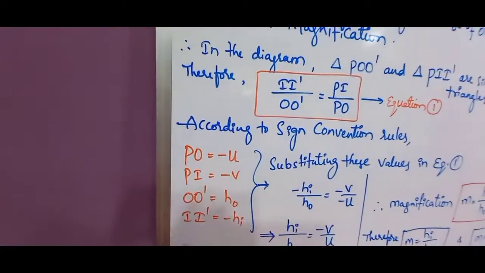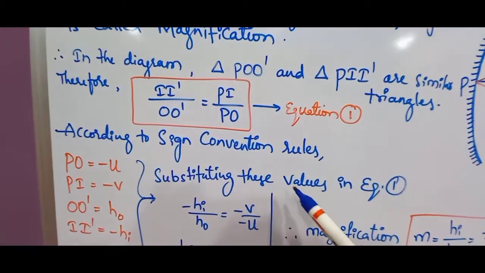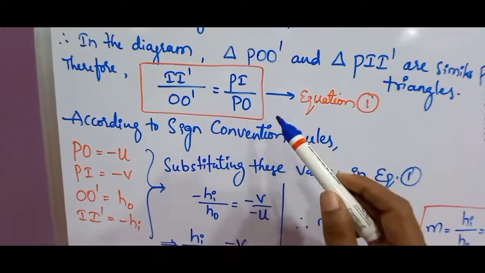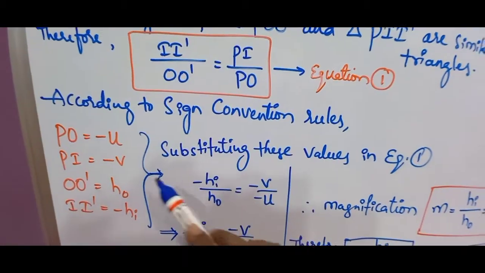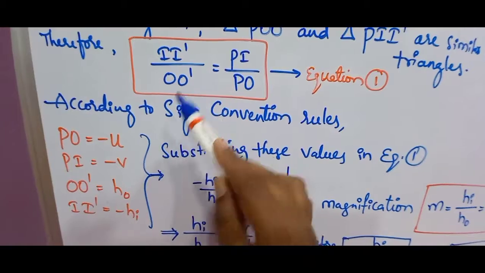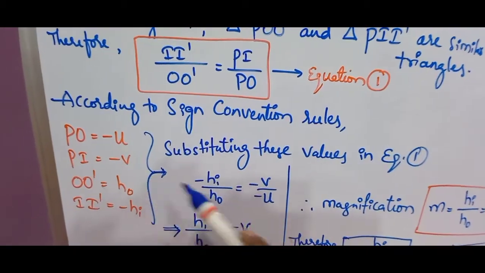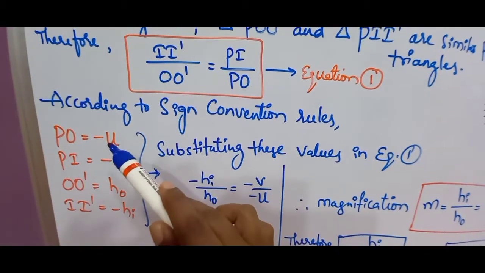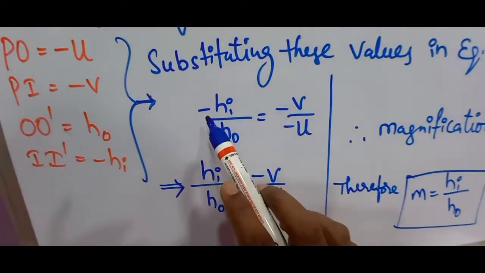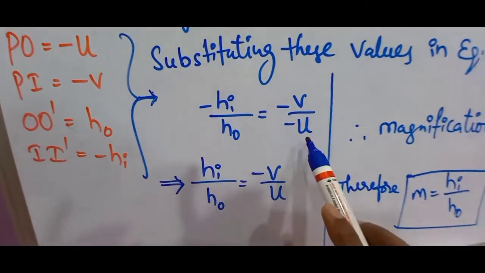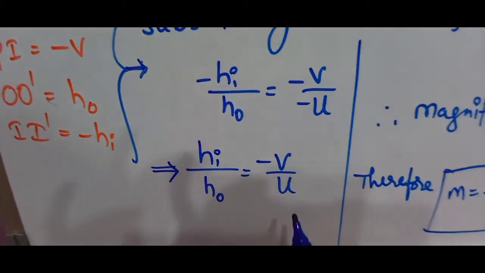Now according to the sign convention, we have written all these values, and now substitute them in equation 1. On substituting, I dash means minus hi, O dash means ho, PI means minus v, PO means minus u. After writing all these values, the minus sign and the minus sign cancel, and we get hi by ho is equal to minus v by u.